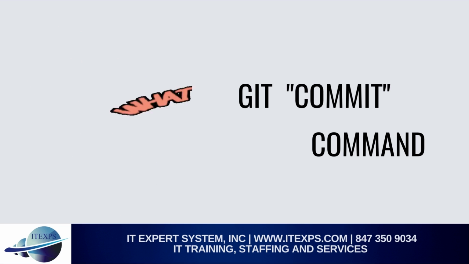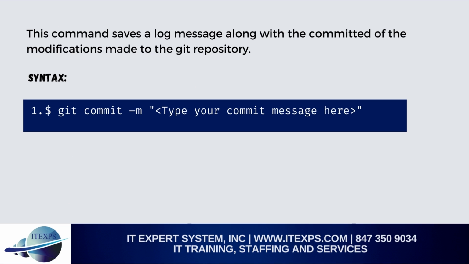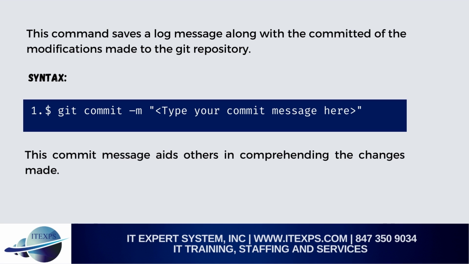Git commit command. This command saves a log message along with the commit of the modifications made to the Git repository. The modifications are saved in your local repository with git commit. You must include a brief description of the changes made every time you commit your code changes. This commit message aids others in comprehending the changes made.